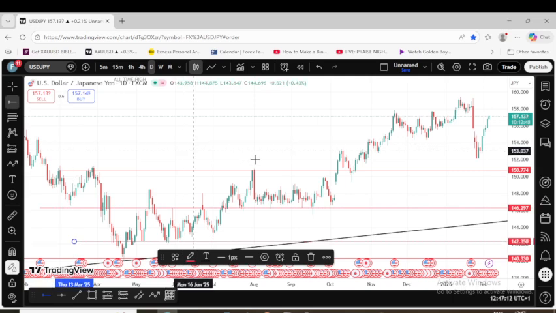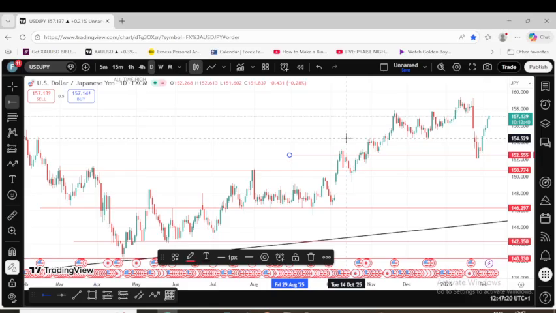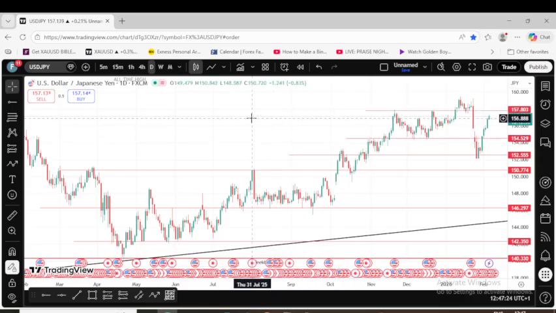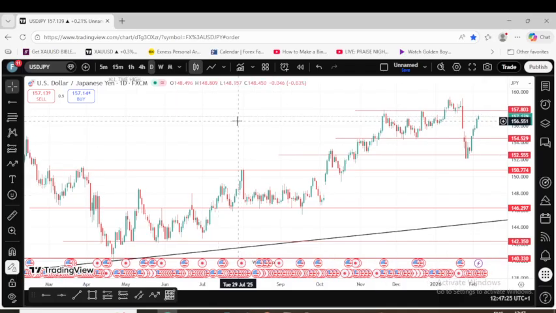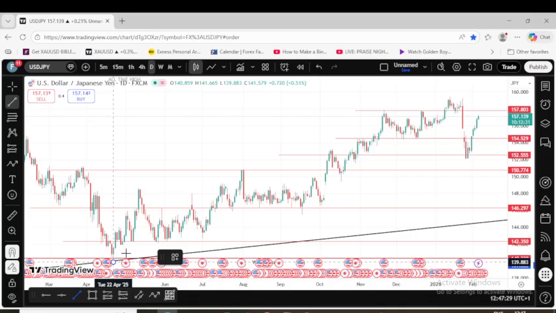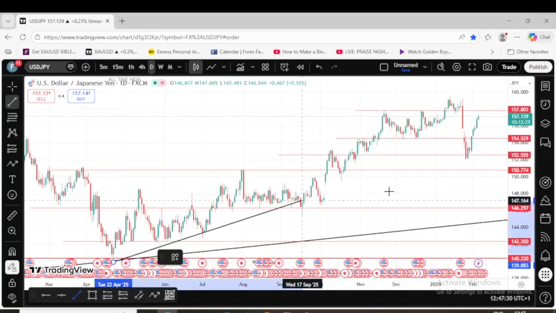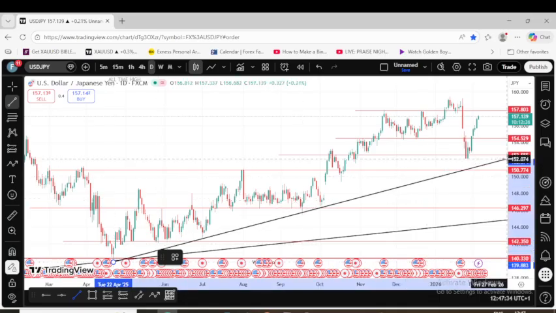We have one zone here, but the specific point is hard to point out. We have another zone here. We also have a daily zone here. So we can see that price has bounced from those regions multiple times. So now we can also draw. Okay, this is a very good daily trend line.